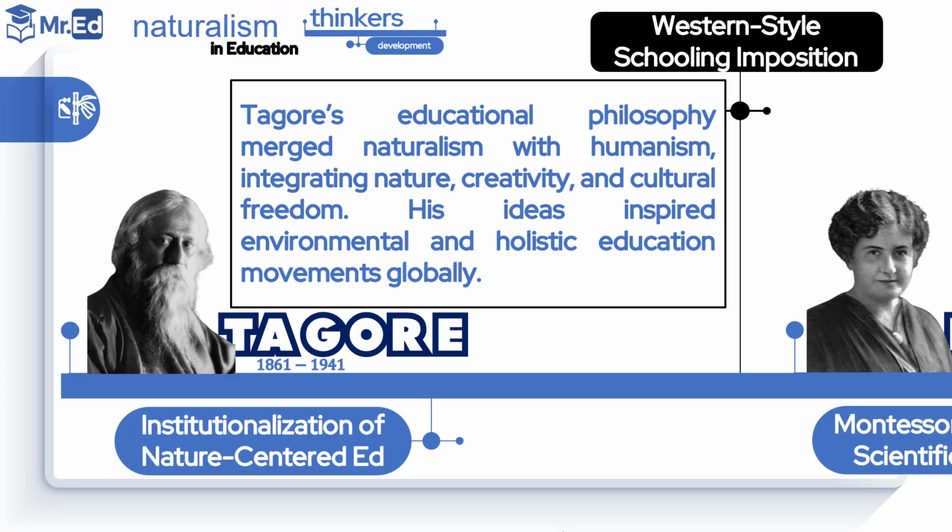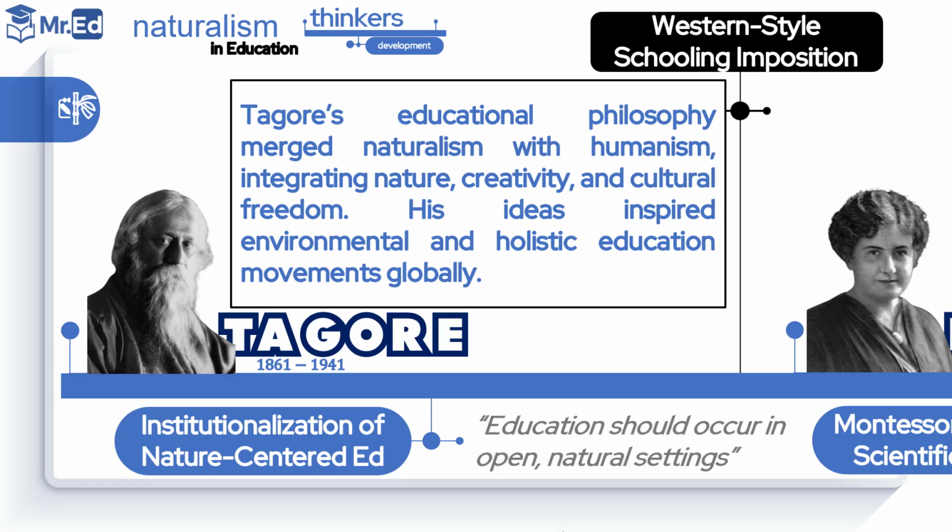He saw education as a process of spiritual and artistic awakening through connection with the natural world. For him, education should occur in open, natural settings, encouraging creativity, love of beauty, and moral awareness. His school at Santiniketan embodied education as communion with nature and humanity.